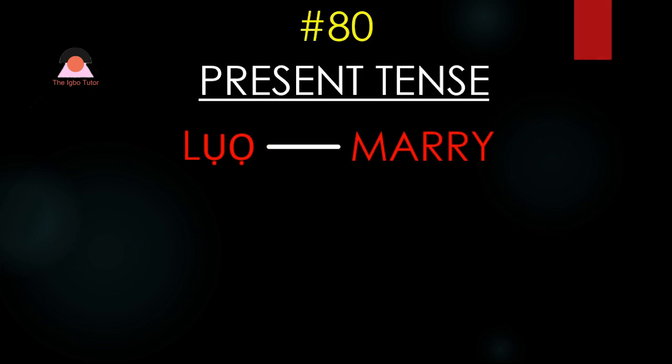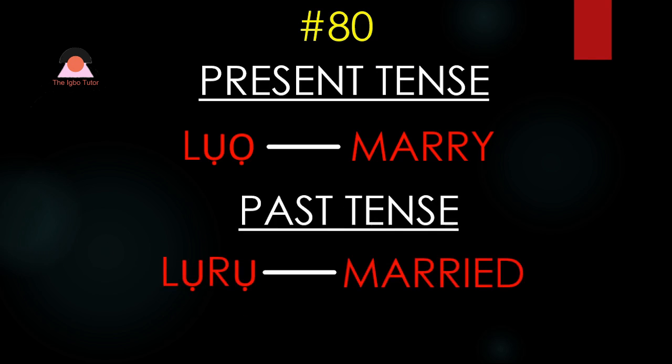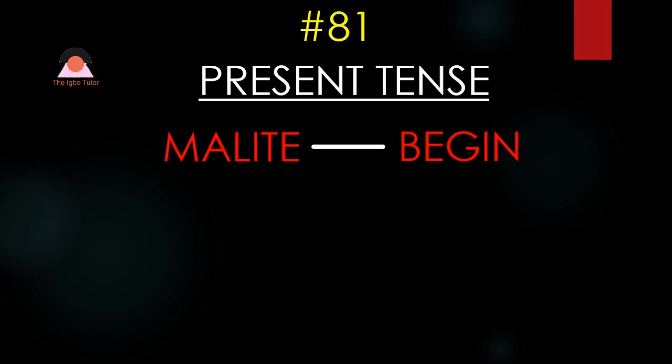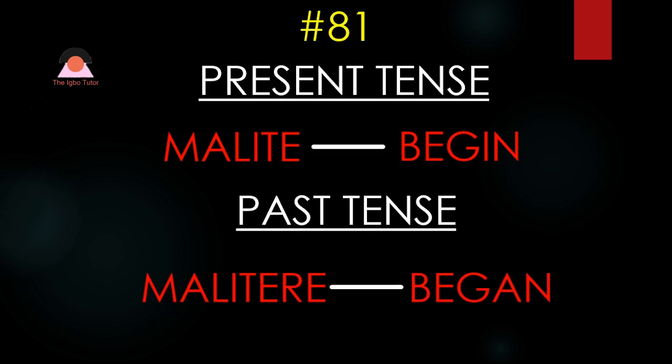The word is luo, marry. If I say luo, I say marry a woman. Let's go to the past tense of this. It is loro, married. Go to 81. The word is malite. This is the same thing as bido. Some would prefer to use that in making a sentence. Bido, start, begin, or malite. Both are the same thing. Let's look at the past tense. It is malitere, which means began.